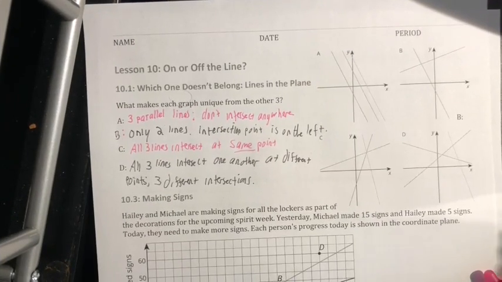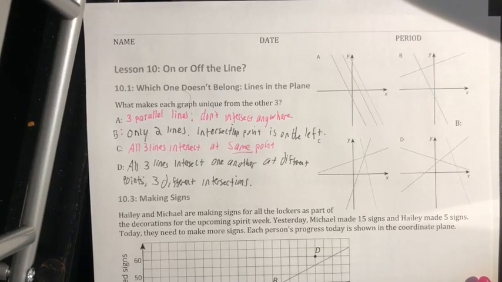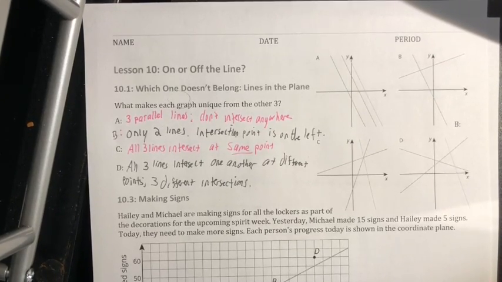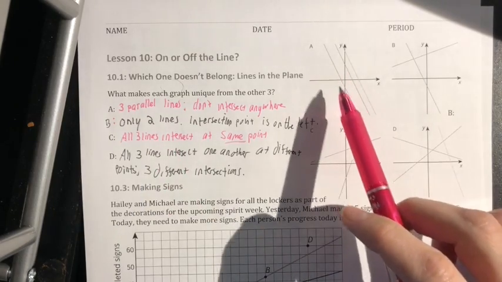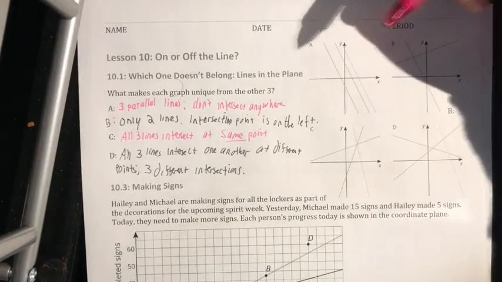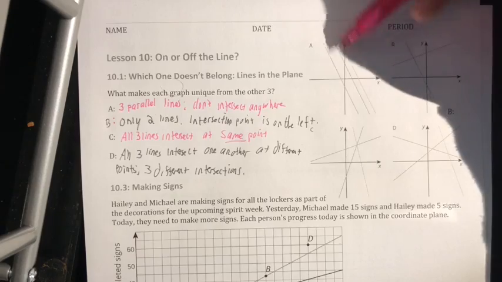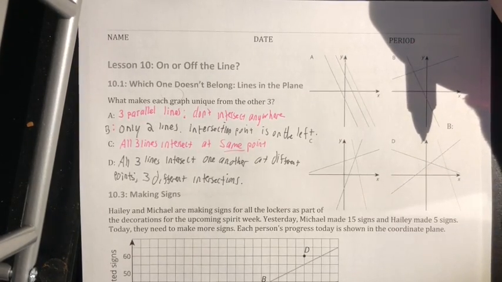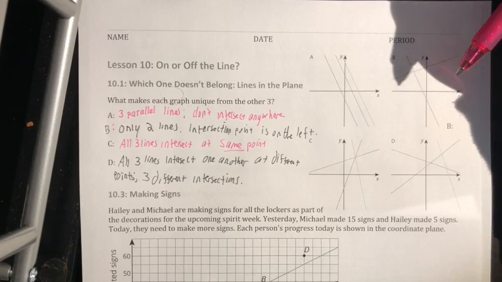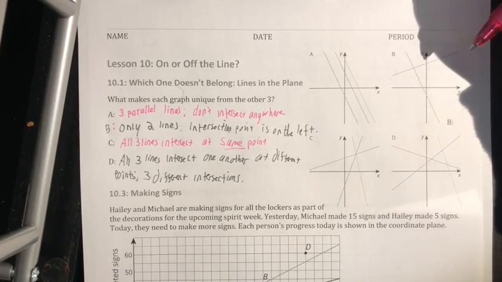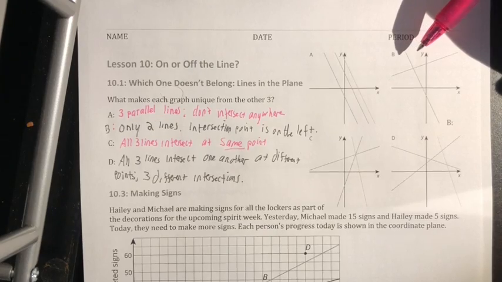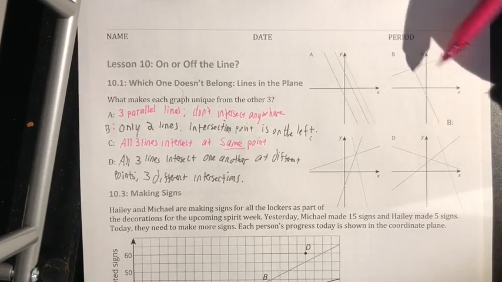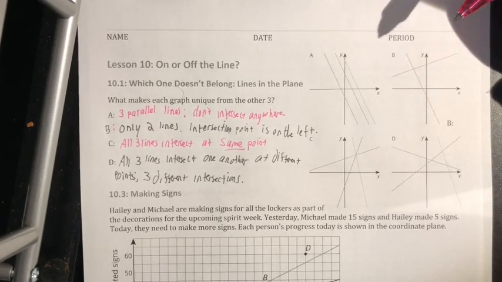So for this first part, there's obviously many other different answers you could have gotten, but here's what I came up with. For A, there are 3 parallel lines, and parallel lines will never intersect each other. So notice there's one line here, here, and here. They never cross, and so there is no intersection point. For part B, there's only 2 graphs. There's 2 lines, as opposed to the others all have 3. And there's 1 intersection point between the 2 graphs.